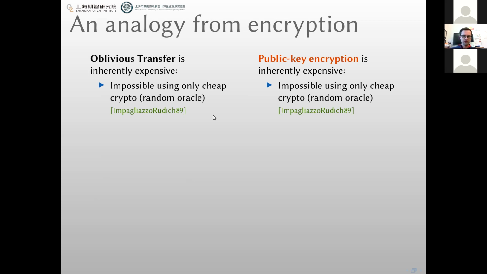if you only have symmetric key cryptography, you can't do key agreement. But it turns out that if you had oblivious transfer, you could do key agreement. And if you had public key encryption, you can do key agreement. So that implies that if you just have symmetric key cryptography, you can't do either of these 2 things. They have to be expensive.